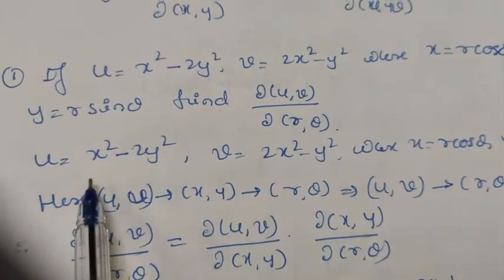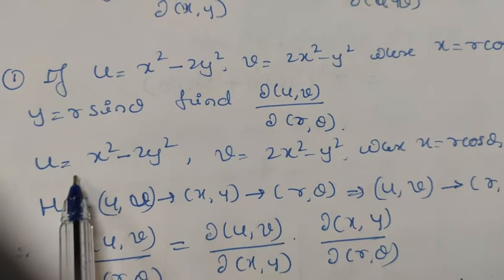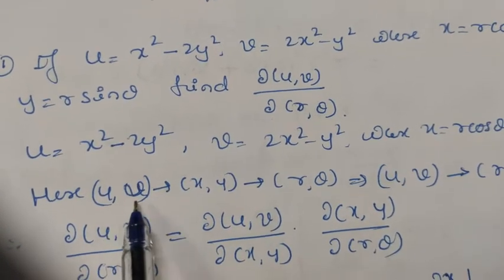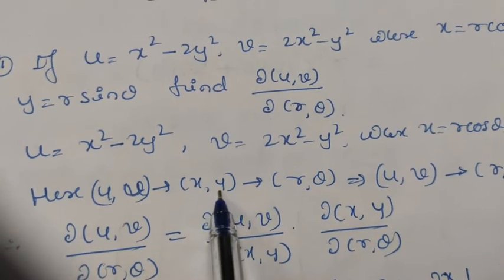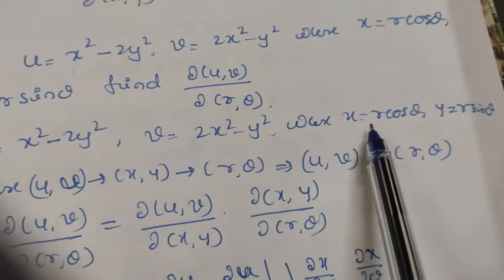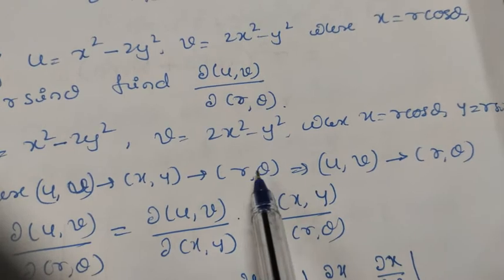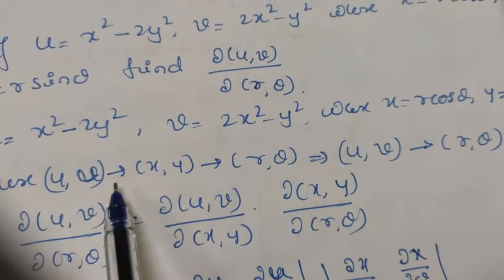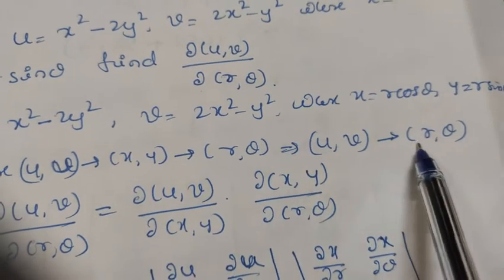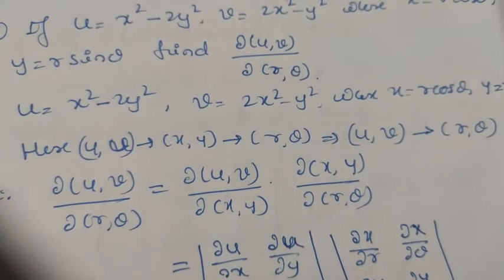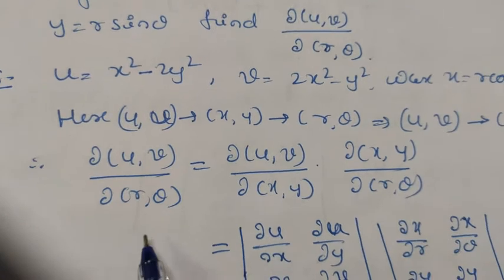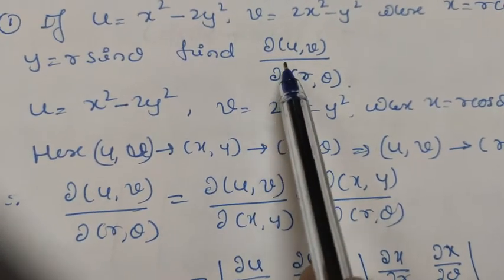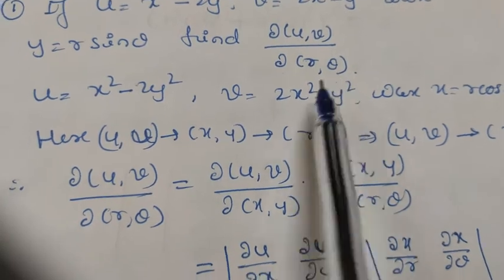What is given: u and v are given in terms of x and y, that is, u and v are functions of x and y, and x and y are again in terms of r and theta. This implies u and v are composite functions of r and theta. Let us use the first property, the composite function property. It is asked to find ∂(u,v)/∂(r,theta).